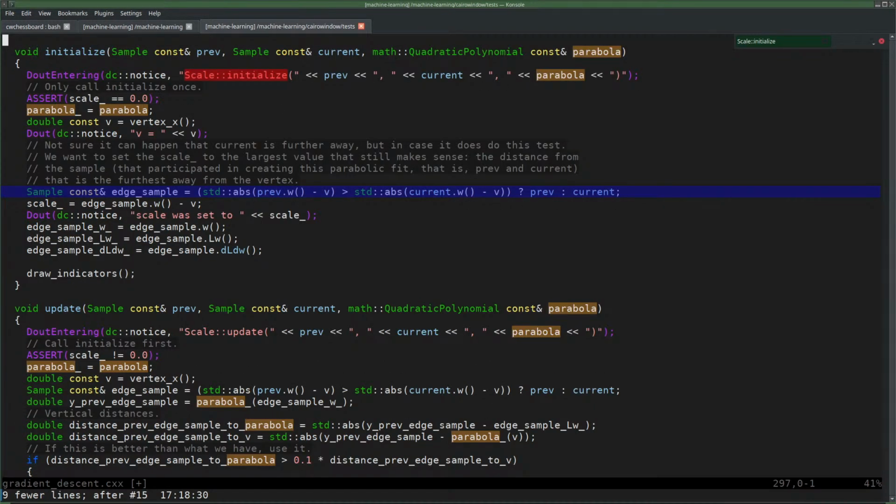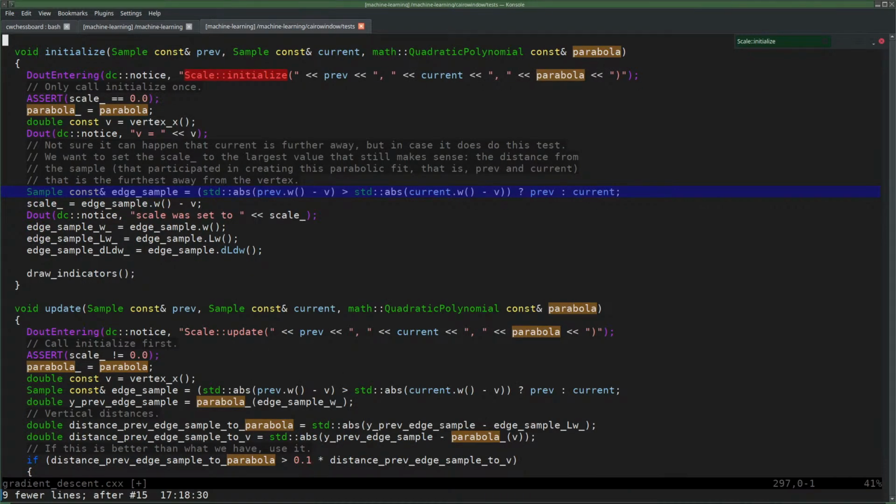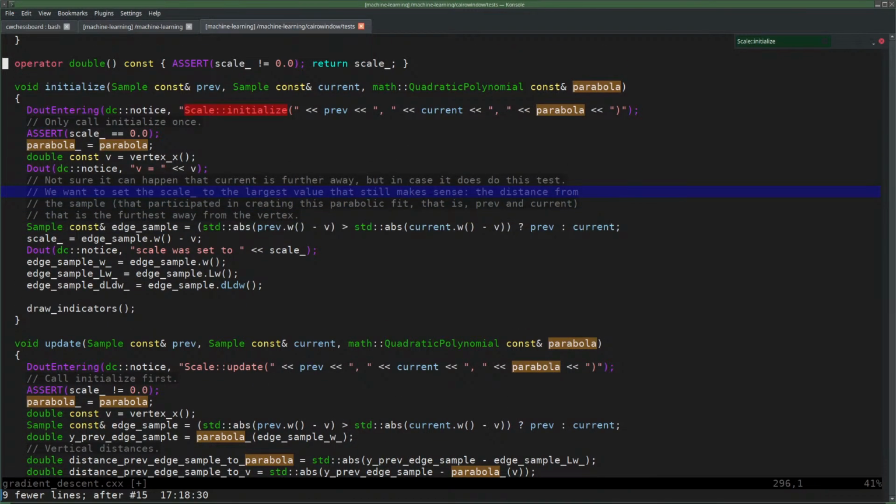I really have no idea where we are. Oh, that. Yeah, okay. It's the removal of the function.